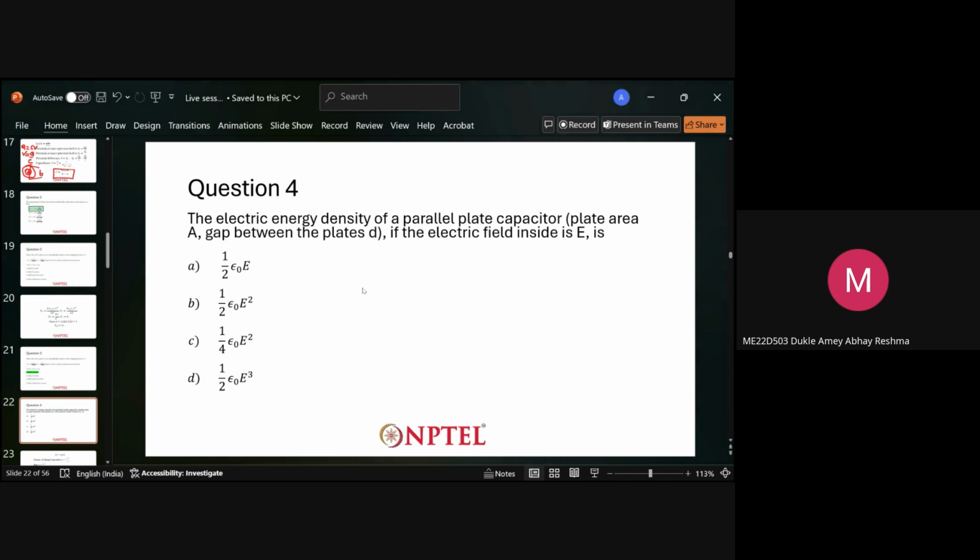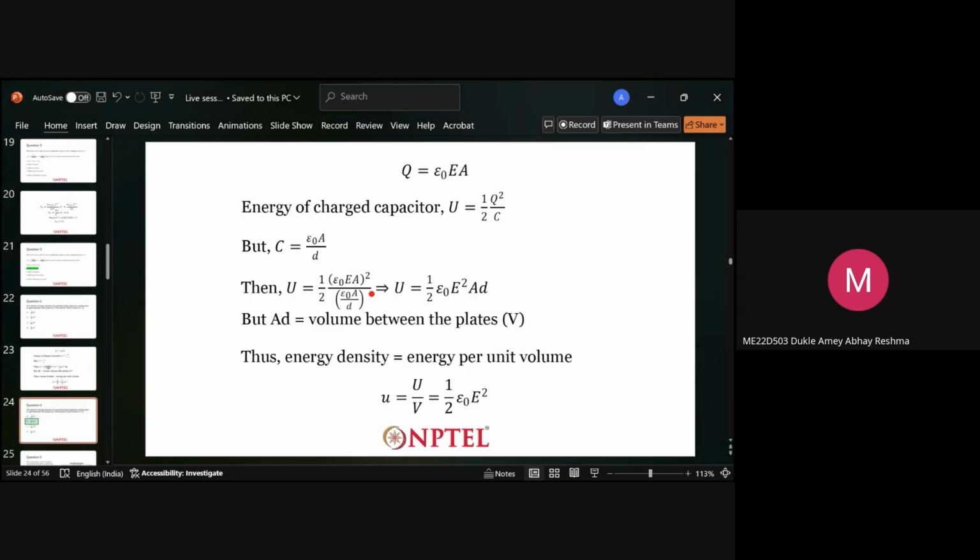Electric discharge density of a parallel plate capacitor, plate area A, gap between the plates D, if the electric field inside is E, is given by half epsilon naught E, half epsilon naught E squared, 1 by 4 epsilon naught E square, 1 by half epsilon naught E cube, sorry. So we already know that the charge is given by epsilon naught E into A.